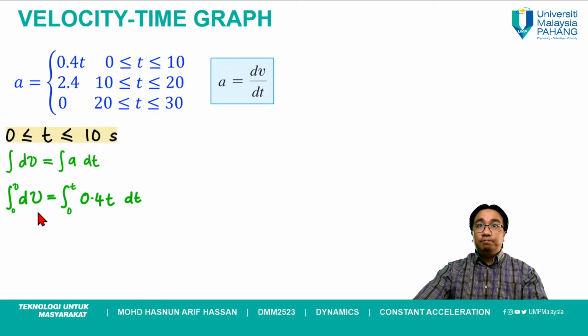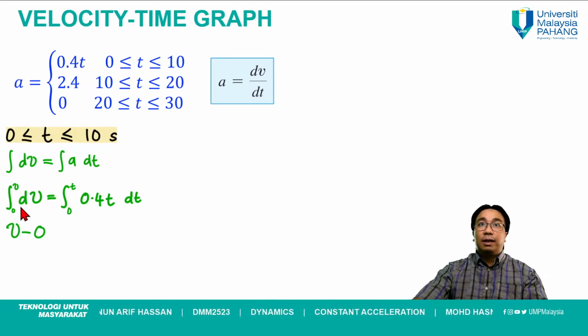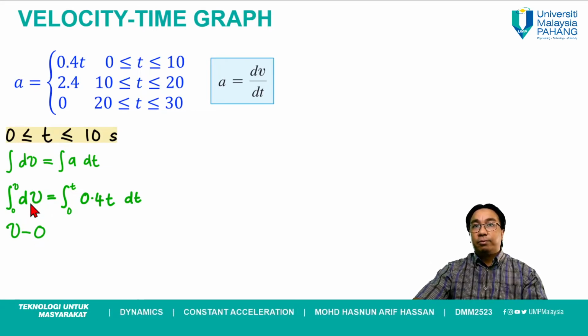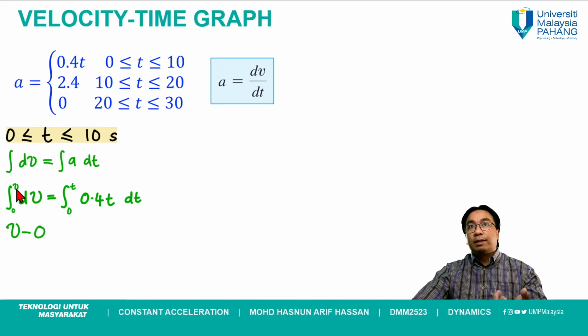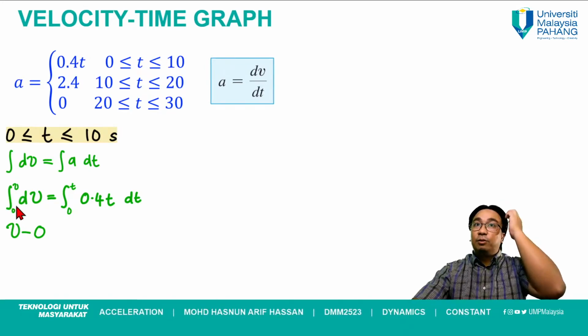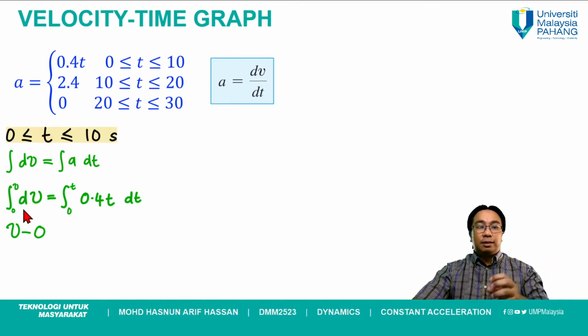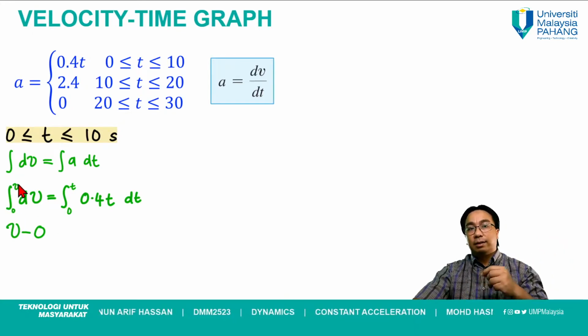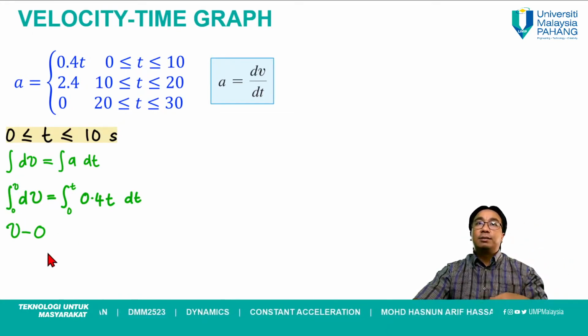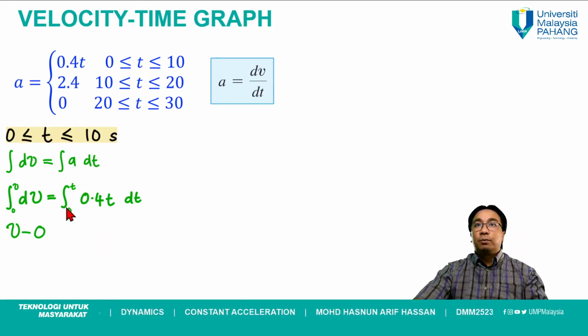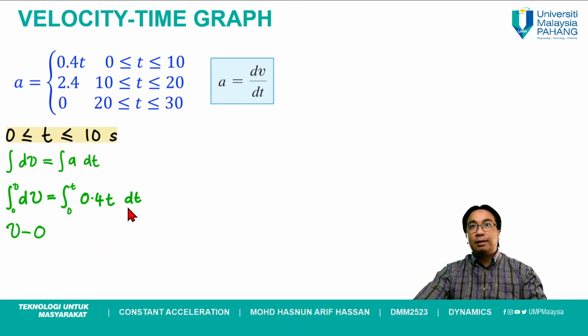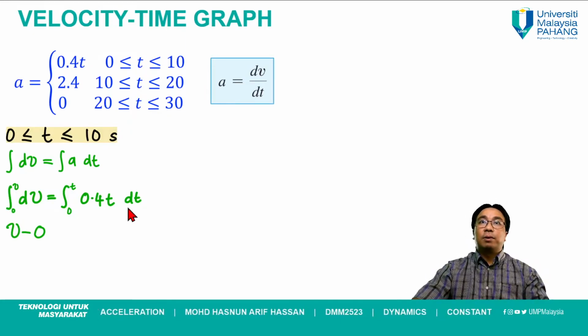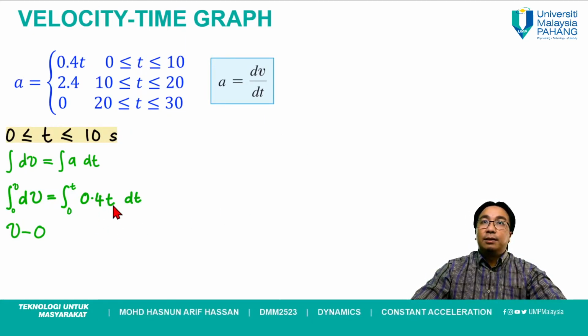Okay, now what you will get is on the left hand side is v minus 0. Betul lah? You integrate dv, you will get v. And then you substitute the lower and upper limit, it will be v minus 0 lah. The upper limit is v, lower limit is 0. So v minus 0. What about this one? On the right hand side. Ada siapa-siapa boleh bantu saya, tolong bagi jawapan. What is the equation ataupun formula yang you dapat on the right hand side after you integrate this?